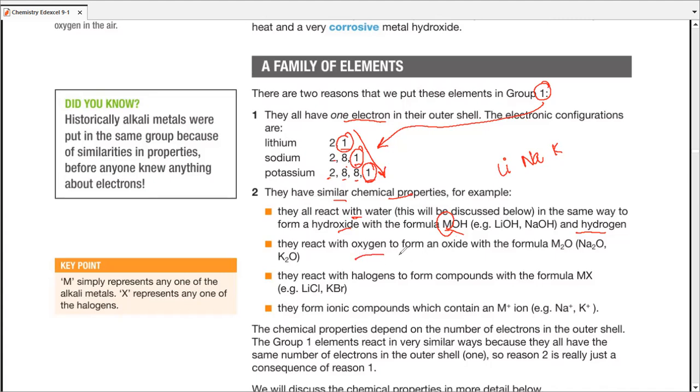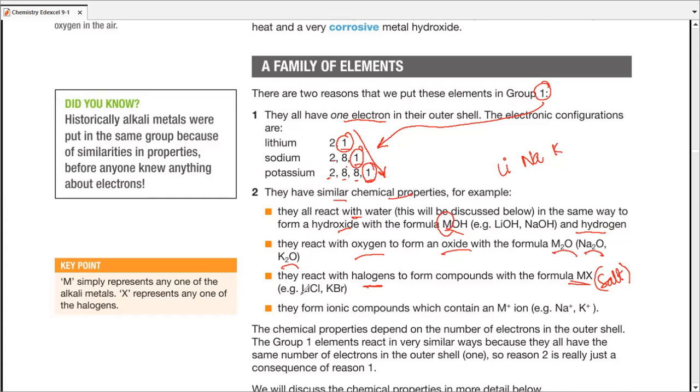They all react similarly with oxygen. They form the oxide. The formula for the oxide is M2O, for example, Na2O or K2O or Li2O, whichever one you put the formula with, you can make that formula out of it. So they're all reacting with oxygen, hence the similarity. Number three, they all react with halogens and they give this formula. This is usually the formula for salts, so they can form salts.